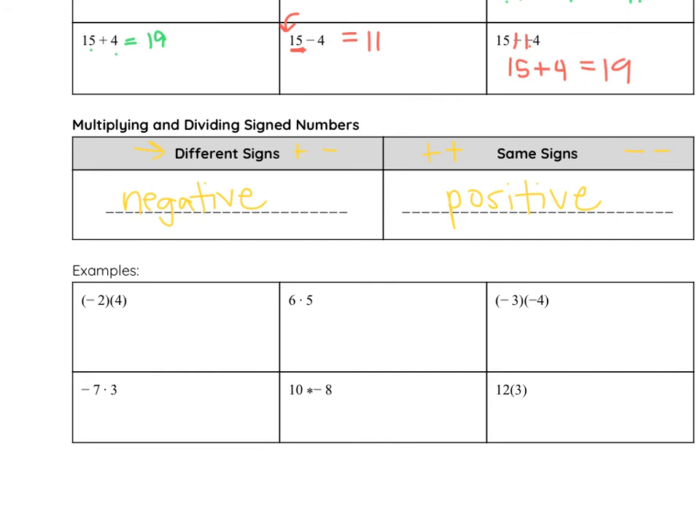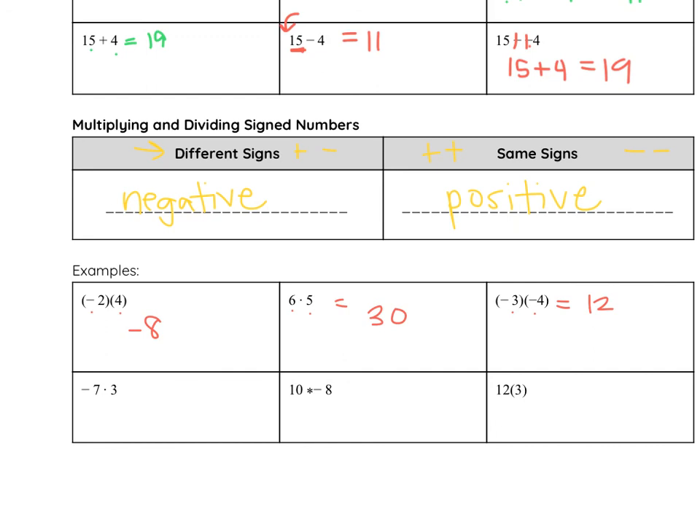So let's do some examples of those. The first one is negative 2 times 4. 2 times 4 is 8, and it's going to end up being negative because the signs are different. The next one is just 6 times 5. Both of those are positive, and so our final answer ends up being positive 30. The next one, both of those are negative. A negative times a negative gives me a positive, so that's going to be a positive 12. Notice those signs were the same.